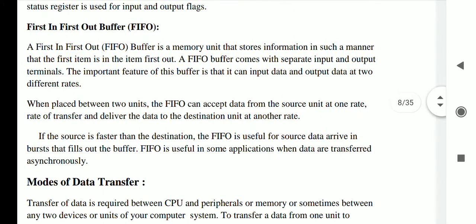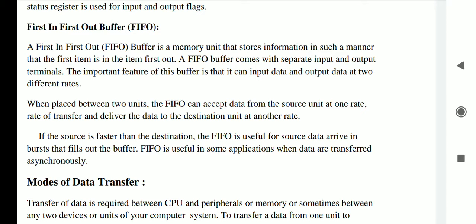The second method is the first in first out technique. In this technique, the memory unit stores the information in such a way that the first item in is the first item out. The first in first out buffer comes with separate input and output terminals. The important feature of this buffer is that input data and output data can be at two different rates.